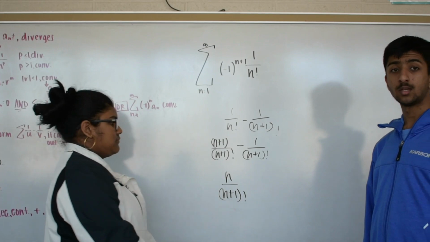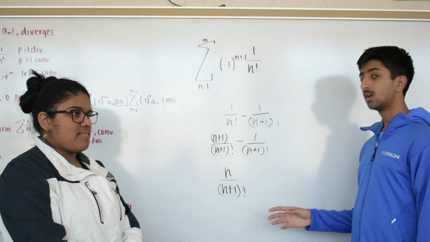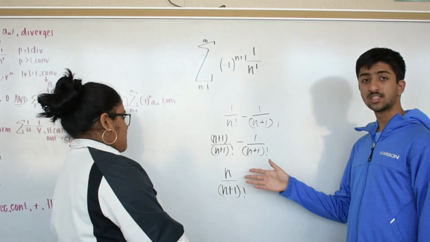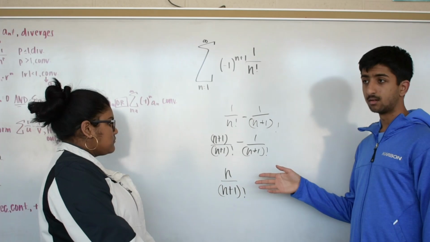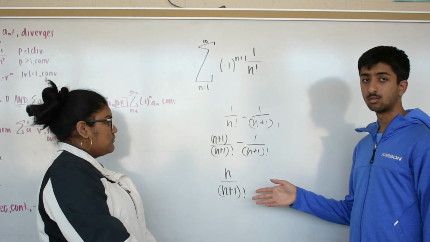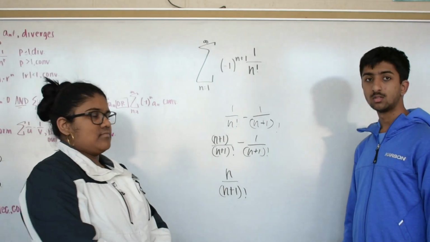And this is the positive difference between any two successive terms, which means this is how much it's getting smaller by on every term. So therefore, it is decreasing, and so it passes our alternating series test for convergence. So this series converges.